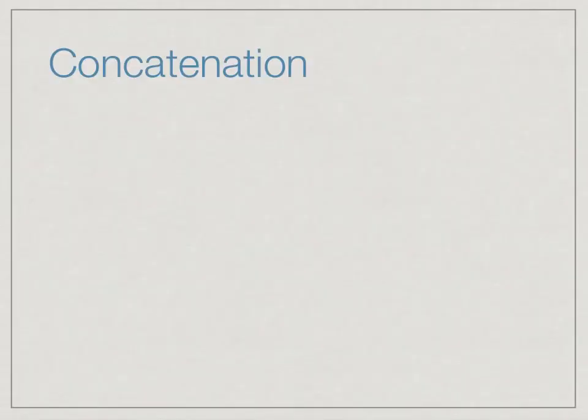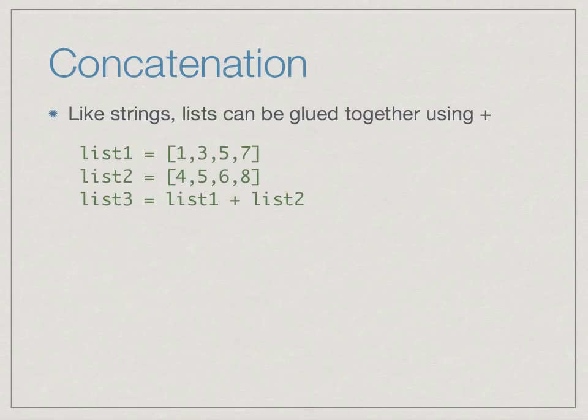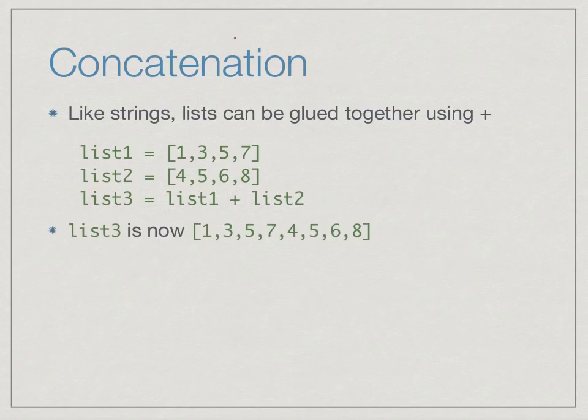Like strings, we can combine lists together using the plus operator. So plus is concatenation. So if we have list1 as the values [1, 3, 5, 7] and list2 as the values [4, 5, 6, 8], then list3 equal to list1 plus list2 will produce for us the value [1, 3, 5, 7, 4, 5, 6, 8].